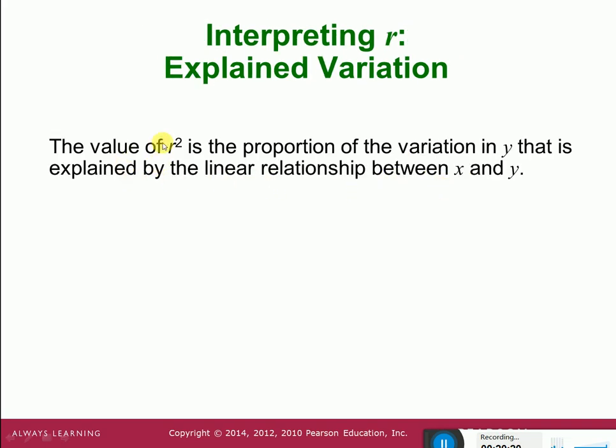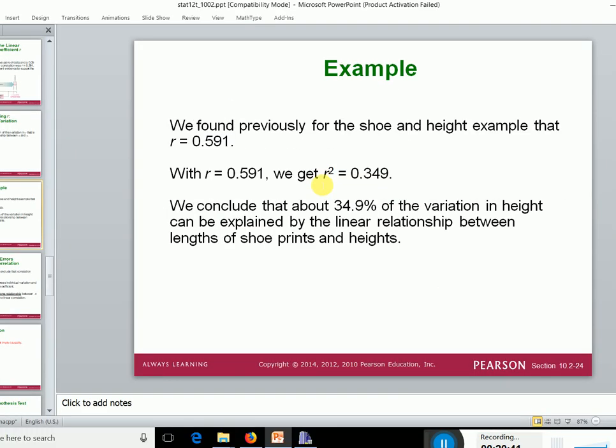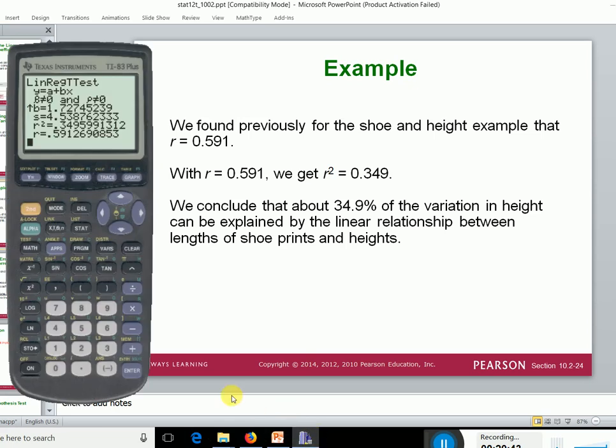We can also use the R-square value, and R-square is the proportion of the variation in the Y that is explained by the linear relationship between X and Y. In the last example, we also got R-square equals 0.349, and I believe this one can also be found from here, right? R-square, which is this guy.